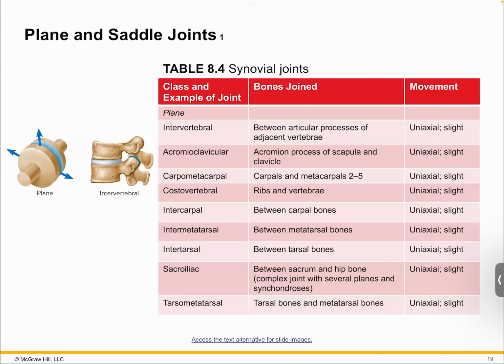Okay, so there's two different ways you can look at this. Let's take a look, first of all, at the plane and saddle joints. So a plane is basically a type of joint where you essentially have one joint sliding across another. So the articulation is sort of like this. You're sliding across each other like that. That's a plane joint.